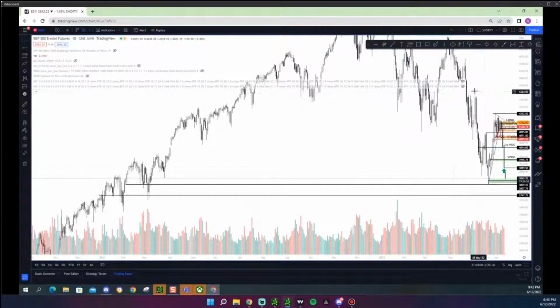No, we're not quite below it. So 3846 is the bottom of the weekly bottom. 3846? Yep. So is that the 2.0 or 1.5 of the cloud? I don't know. The bottom. Is it the outside or inside? Outside. Okay. The inside is 3945.